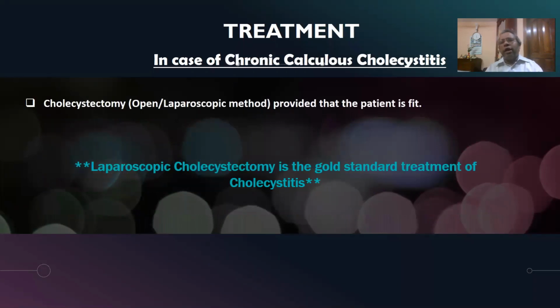But in case of chronic calculus cholecystitis, the cholecystectomy is the treatment options. That there are two options. One is open cholecystectomy and another is laparoscopy one. But nowadays, the laparoscopic cholecystectomy is the gold standard treatment of cholecystitis. There is no confusion that the treatment, first line treatment option of gallstone disease or cholecystitis is laparoscopic cholecystectomy.